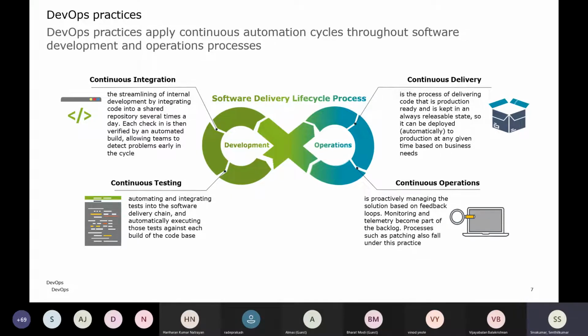From the operations side, the two main practices are continuous delivery and continuous operation. So what is continuous delivery?